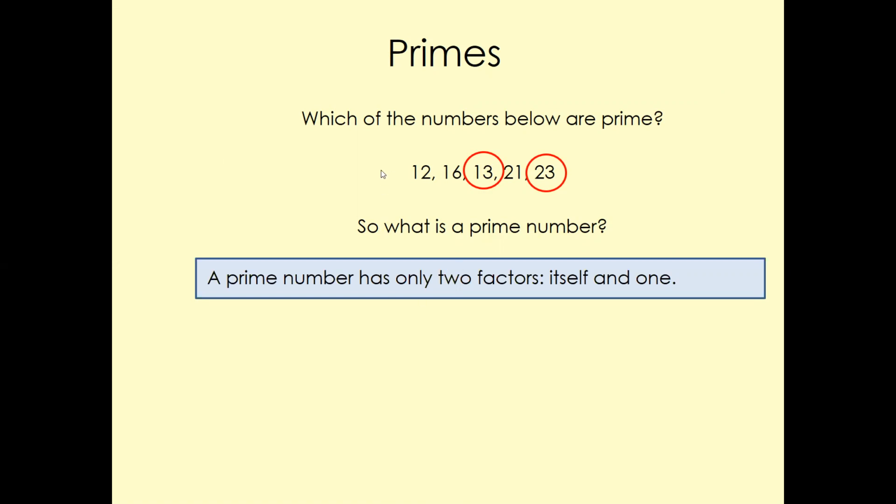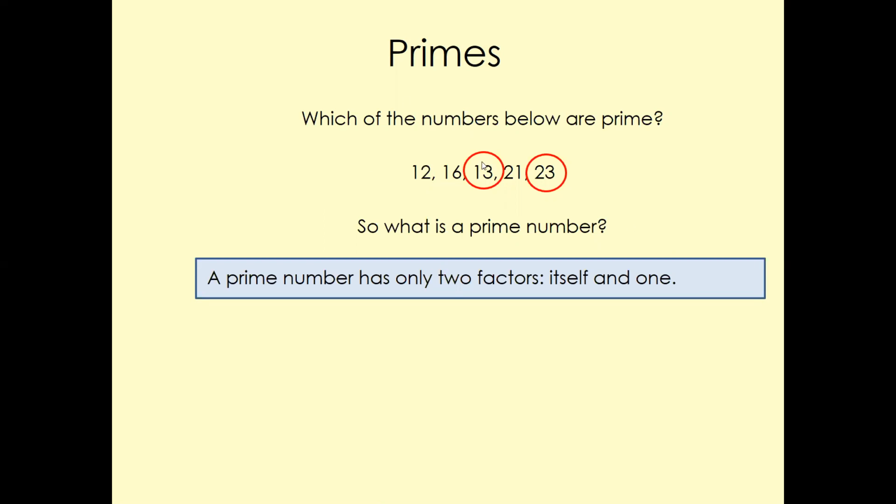For example, if you look at number 12, it has got quite a few factors. 2 goes into 12, so 2 is a factor. 3 goes into 12, so 3 is also a factor. 4 goes into 12, so 4 is also a factor. And 6 goes into 12, so 6 is also a factor of 12. So for number 12, the factors are 1, 2, 3, 4, 6, and 12. So it's got quite a few factors, so it is not a prime number.